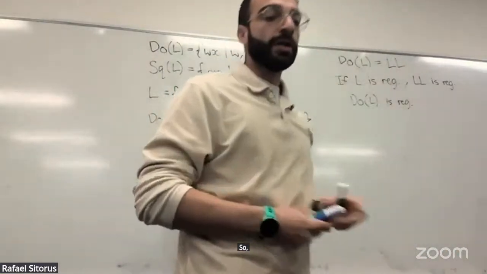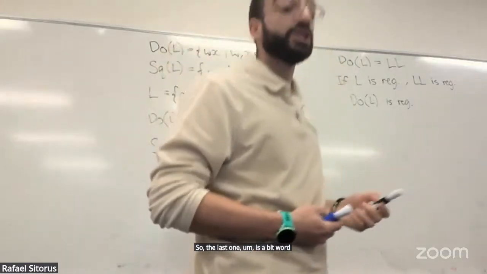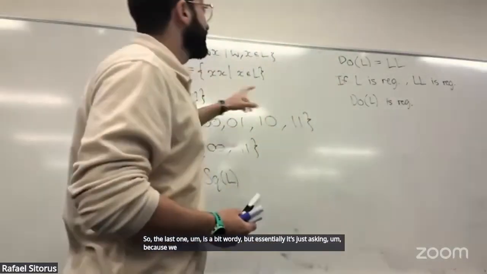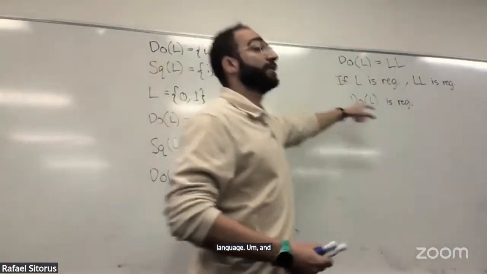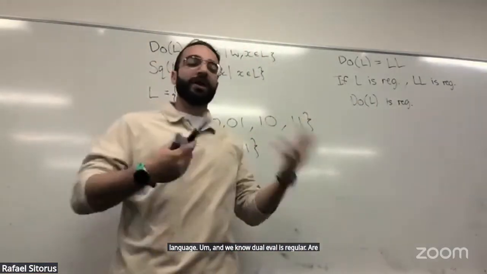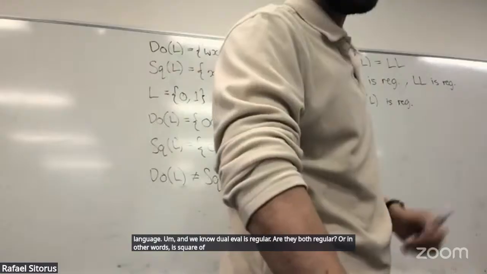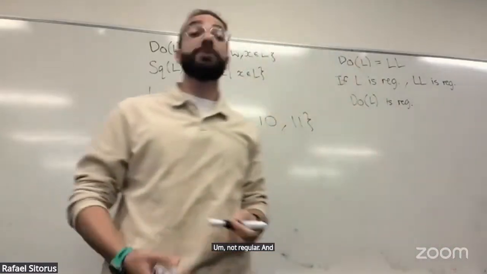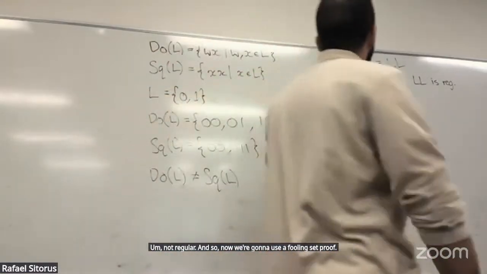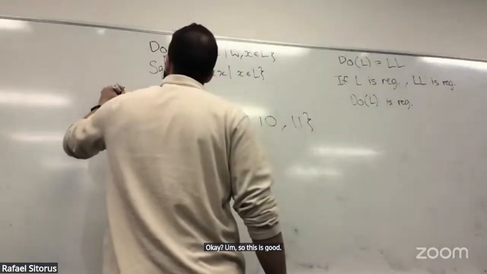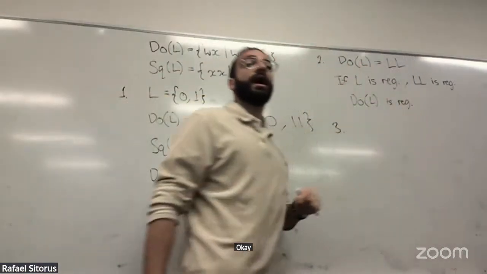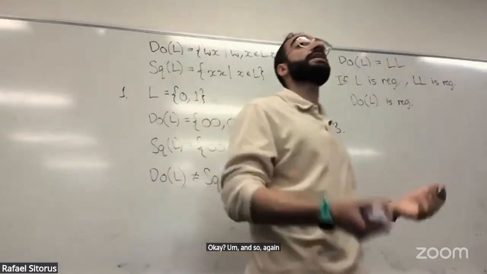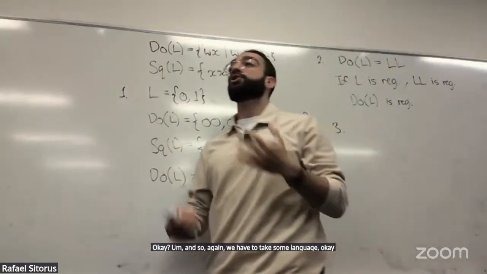So the last one is a bit wordy, but essentially it's just asking, because we've proven that double of L and square of L aren't the same language, and we know double of L is regular, are they both regular? Or in other words, is square of L not regular? And so now we're going to use a fooling set proof. So this is question 3.